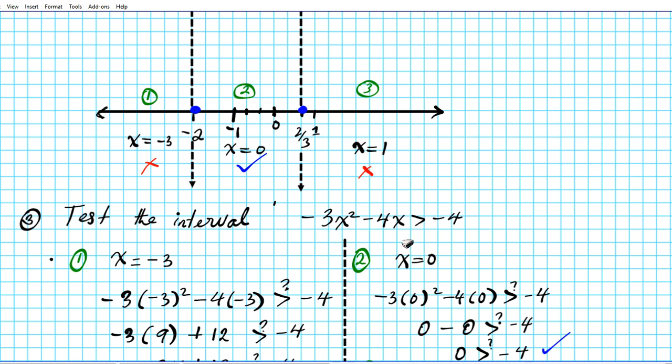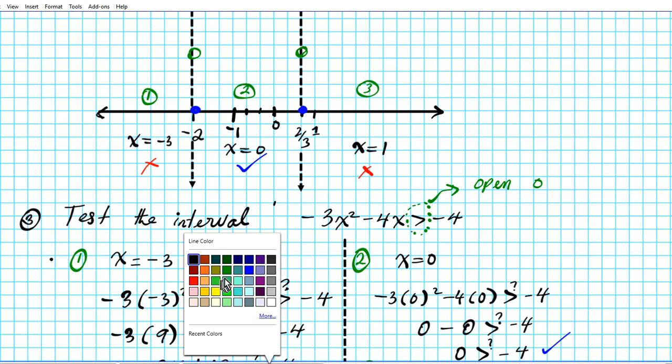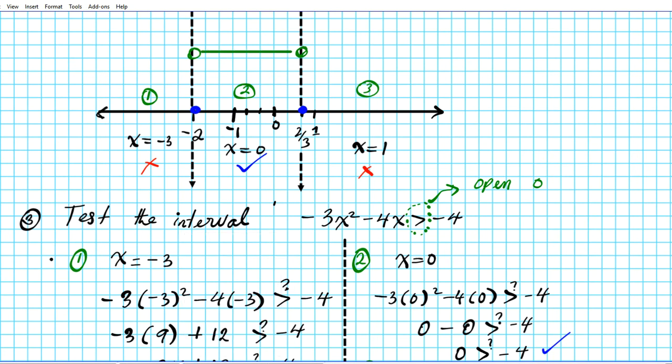Now, the inequality does not have a line underneath it, so we're going to have an open circle scenario. To illustrate our solution region graphically, we'll have the endpoints excluded. So we have an open circle here and an open circle here and everything that's in between. Okay, let's put the green line. So any number that's in between -2 and 2/3, excluding the boundary values, will satisfy our inequality.